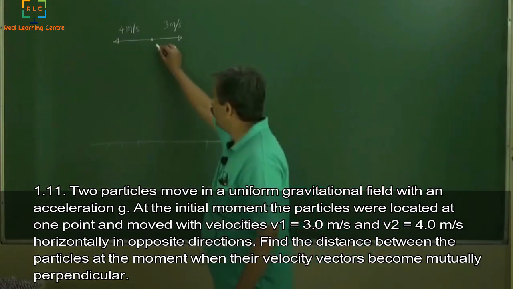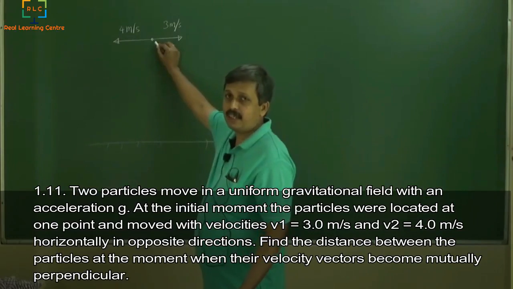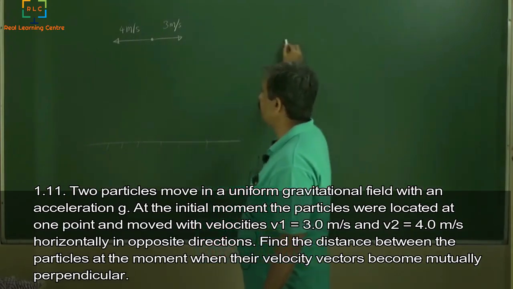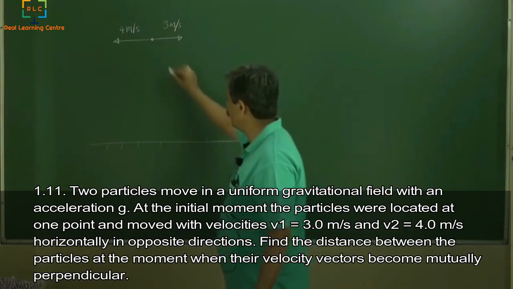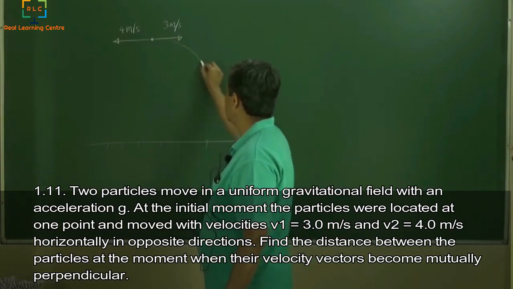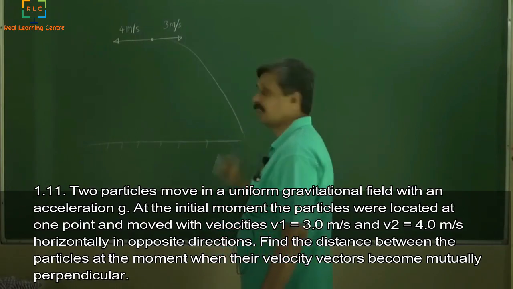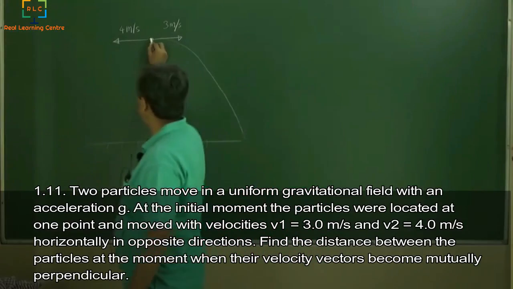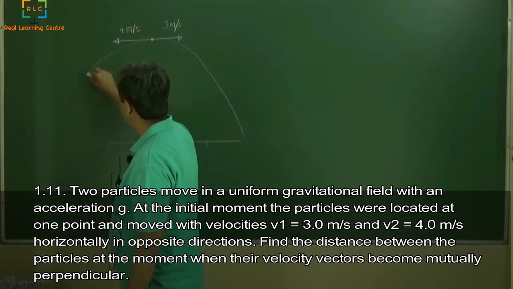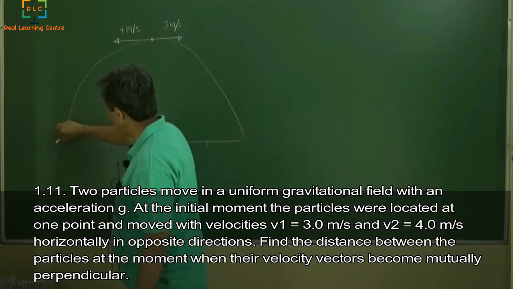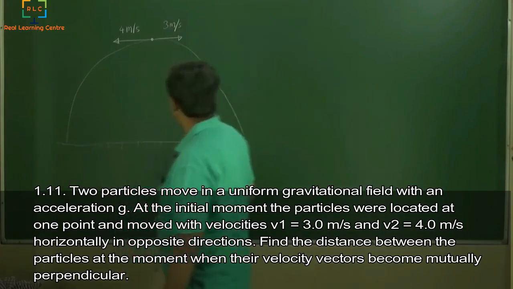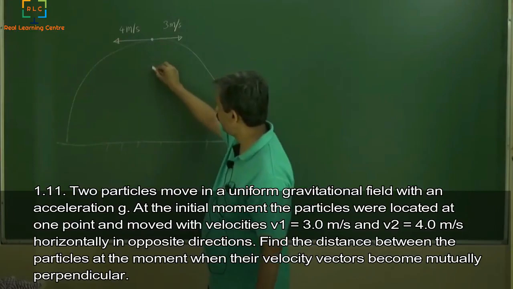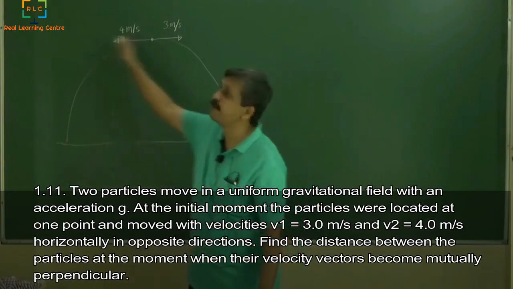Now, we know very well that because of the gravitational field, this will move in this direction, and at the same time in this direction, and it will fall somewhat like this. Similarly, the other one will fall somewhat like this. And we know very well that this is slightly nearer than this one, if you take the central point, because this is 4 meters per second.